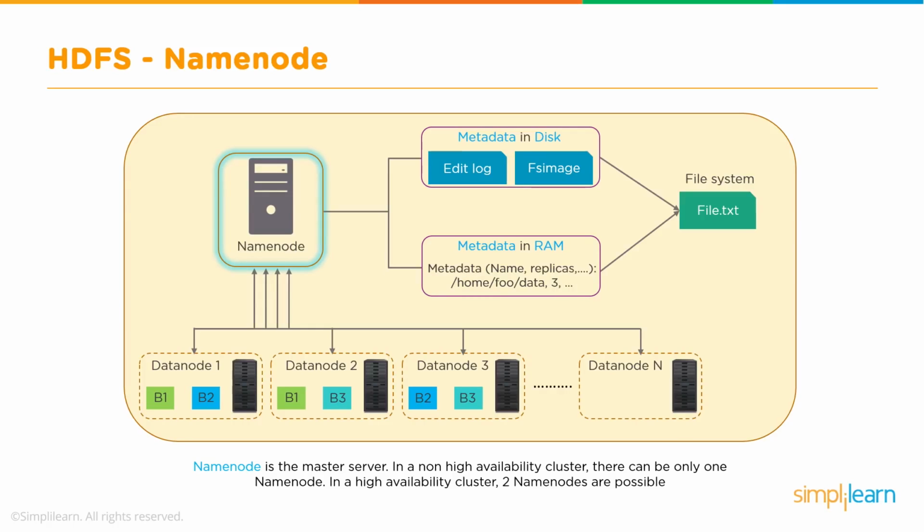Now in a non-high availability cluster, there can be only one name node. In a high availability cluster, there is a possibility of having two name nodes. However, in high availability, you would not have the secondary name node. Secondary name node is only allowed when you have a single name node, and the secondary name node does the checkpointing. In a highly available cluster, we would have two name nodes, one active and one standby, and we don't need a secondary name node for doing the checkpointing.